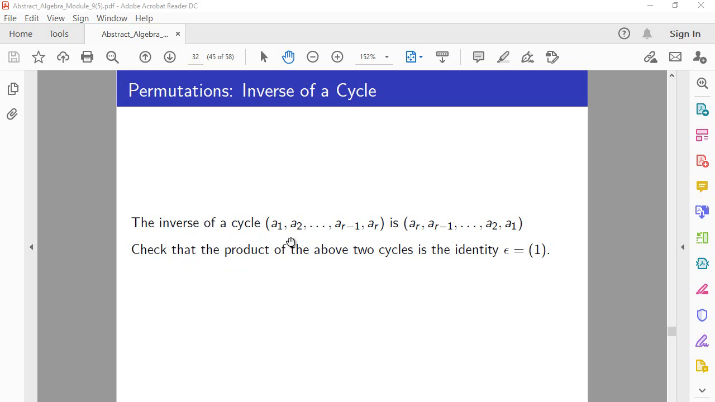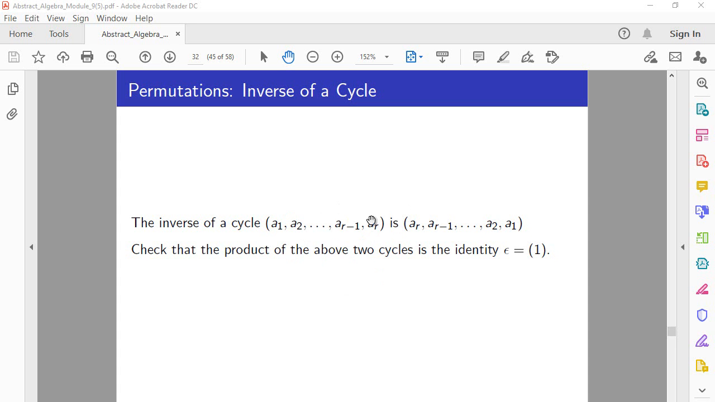The inverse of a cycle. So here I have a cycle of length r. The inverse of a cycle of length r. So here the cycle is a1, a2, dot dot dot, ar minus 1, ar, and the inverse of that is basically, right now a1 is assigned to a2, a2 goes to a3, a3 is assigned to a4, right? So the inverse is basically the assignment is simply the opposite.